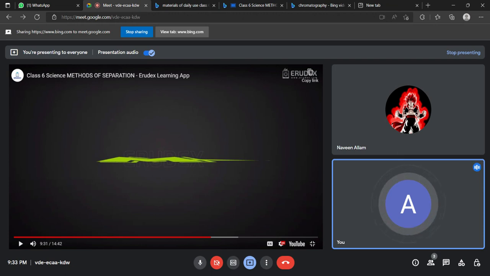So last time I gave you examples, right, for naphthalene balls. These naphthalene balls, camphor, all these are products that can undergo sublimation. What are naphthalene balls used for? Tell me, I told yesterday.